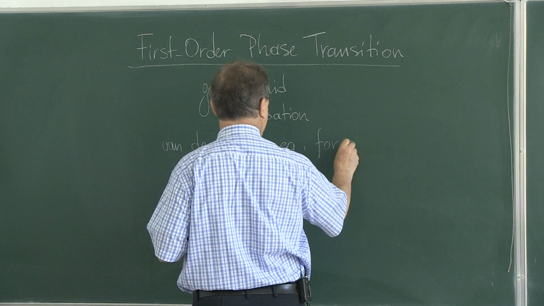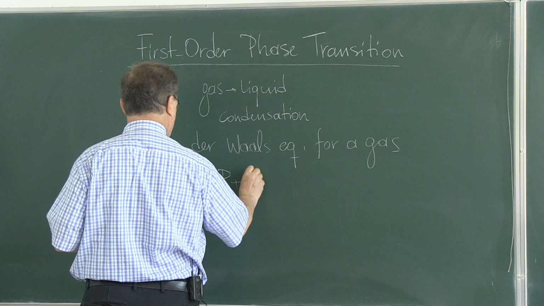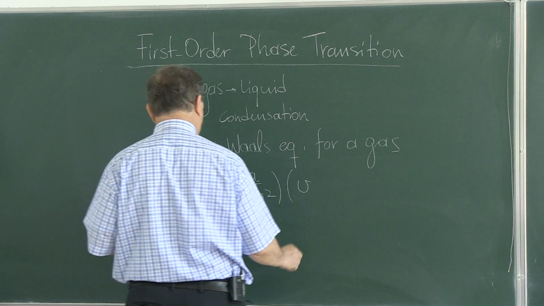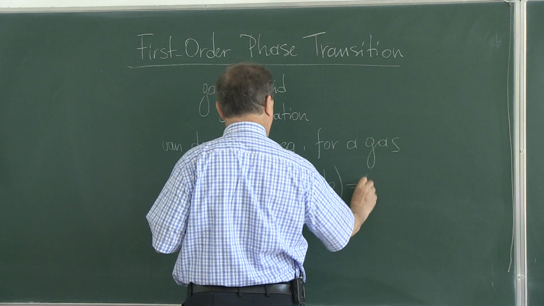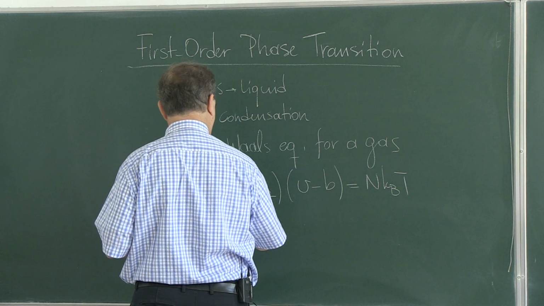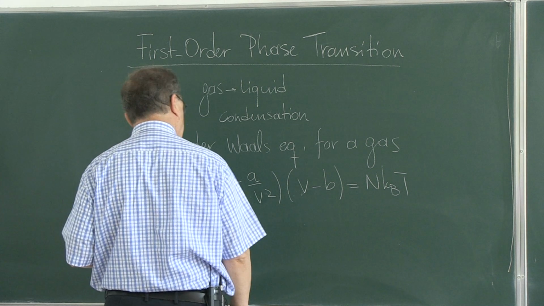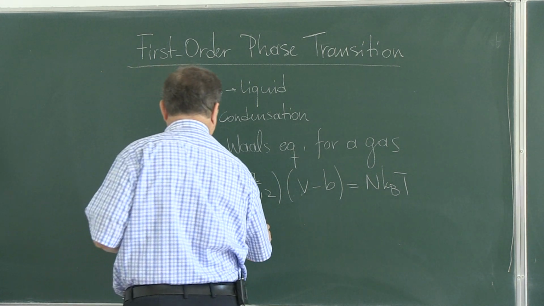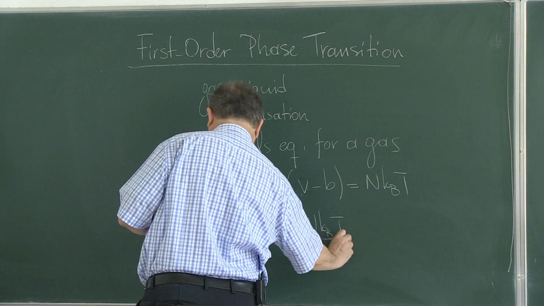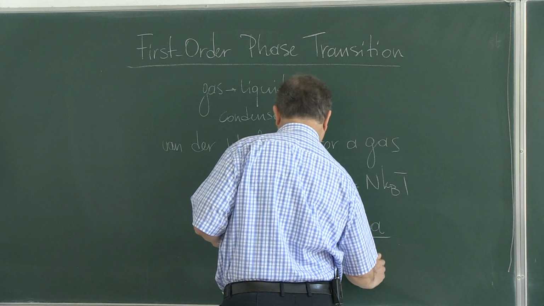For a gas, we can write that as (P + a/V^2)(V - b) = NkBT, or write this as pressure is NkBT over V minus b, minus a over V squared.